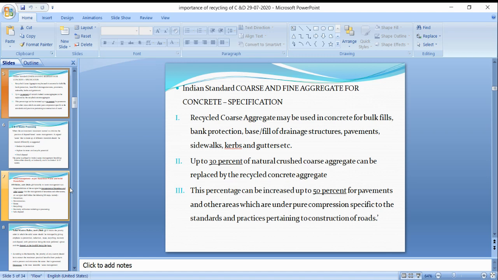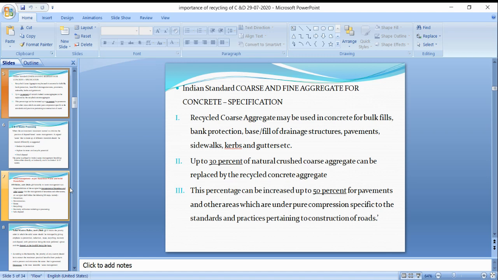So up to 30% of natural crushed coarse aggregate can be replaced by recycled concrete aggregate. If you crush any concrete structures, the aggregate from that demolition can be used instead of 30% of the natural coarse aggregate. So this percentage can be increased up to 50% for pavements. If you are using it in pavements, it can be used up to 50%. If you are using it in any other construction, then it can be used only up to 30%.